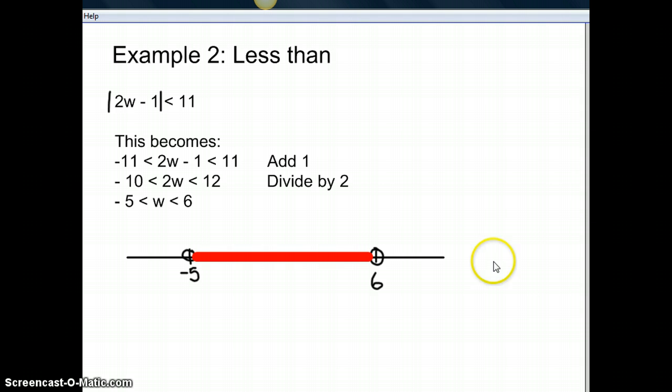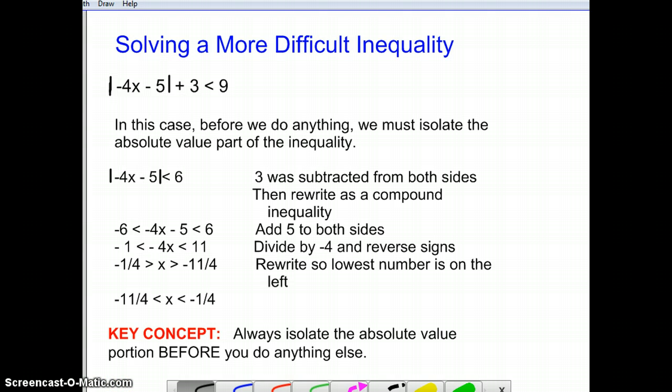To graph it, I put open circles on 6 and on negative 5, and then I color in, I fill in between, because the graph, the w, has to be between those two numbers. Now to solve a more difficult inequality, we're going to throw a little wrench in the works here.